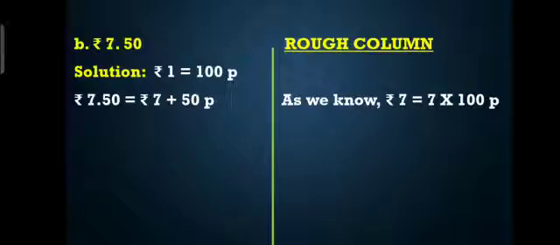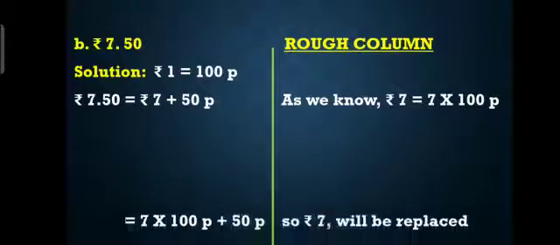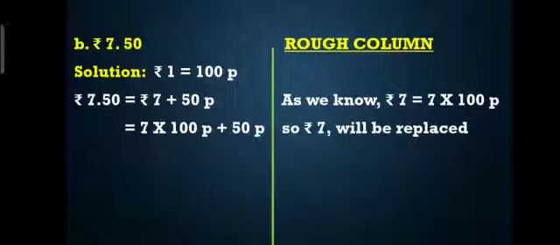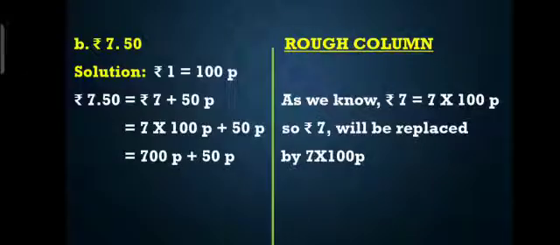Why, children? Because here we are converting from bigger unit to smaller unit. So, we will simply multiply the amount by 100. So, 700 paise we will get here. Then we will add plus 50 paise. So, 700 paise plus 50 paise. The answer we will get is 750 paise.